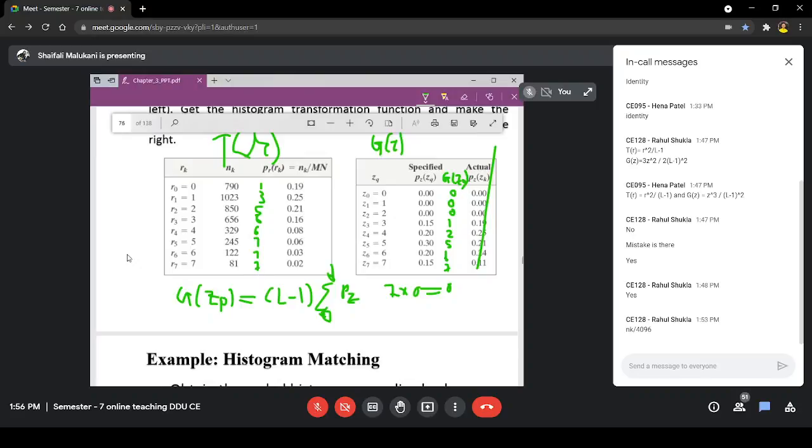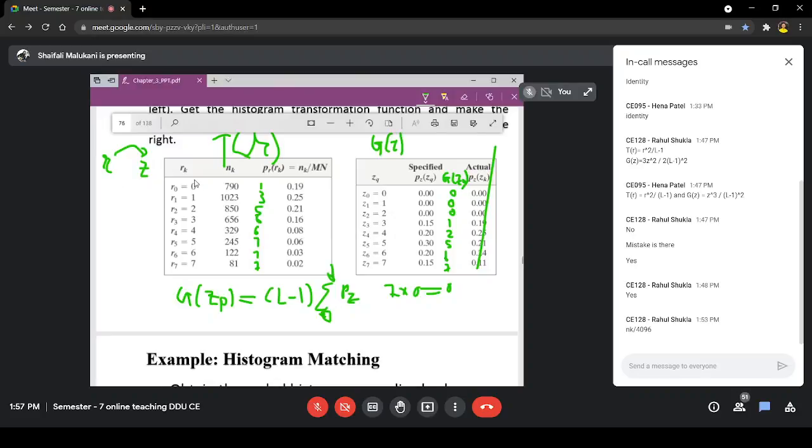Now, what is my requirement? If in my input R occurs, I should replace it with which Z value? That is what my question is. What should be my Z value for the corresponding value of R? So, how to take the inverse here?